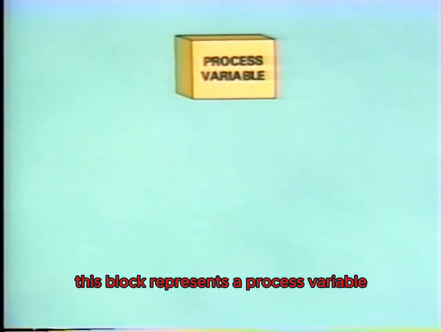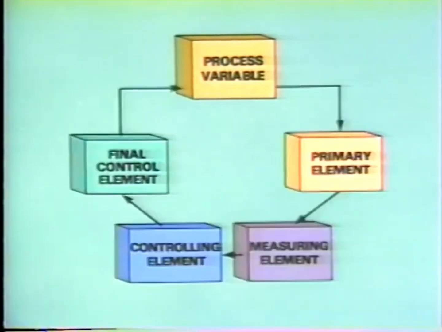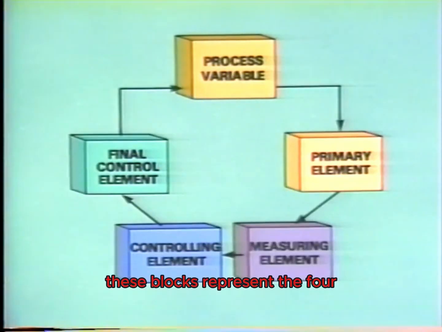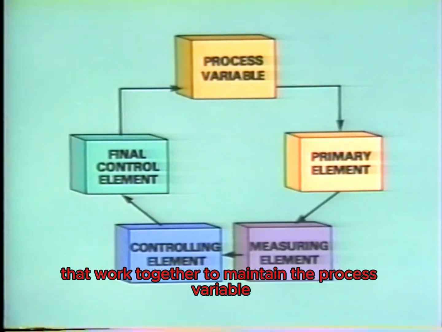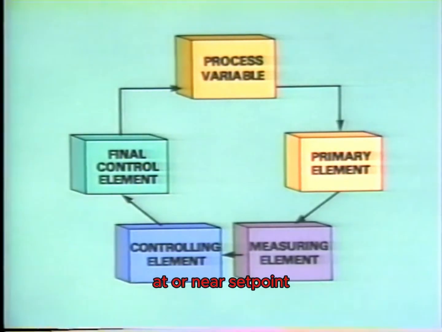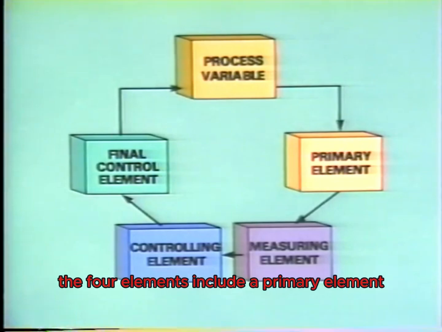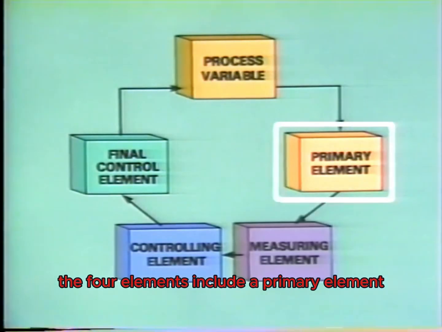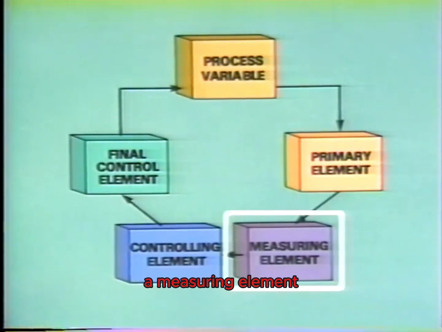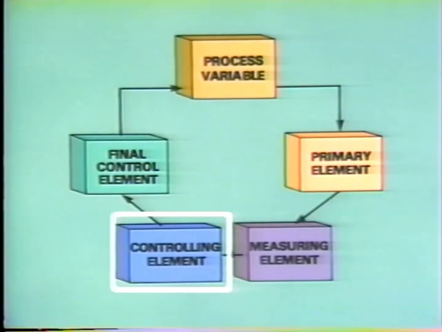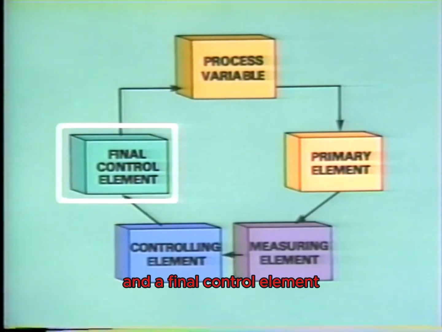In this illustration, this block represents a process variable. These blocks represent the four elements of the control system that work together to maintain the process variable at or near set point. The four elements include a primary element, a measuring element, a controlling element, and a final control element.